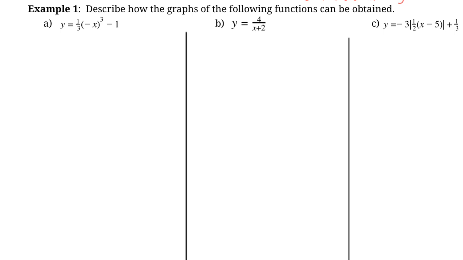So in this example, we're going to describe the transformations of these different functions, and we're going to use this equation. So we know that A affects the vertical stretches, compressions, and reflections. K is inside this function and affects the horizontal stretches, compressions, and reflections. Our D from the last video is inside the function as well, and it also affects the horizontal shifts. And C outside of the function affects our vertical shifts.